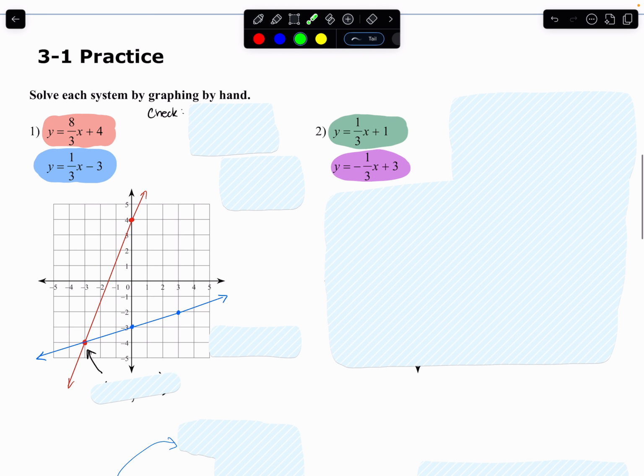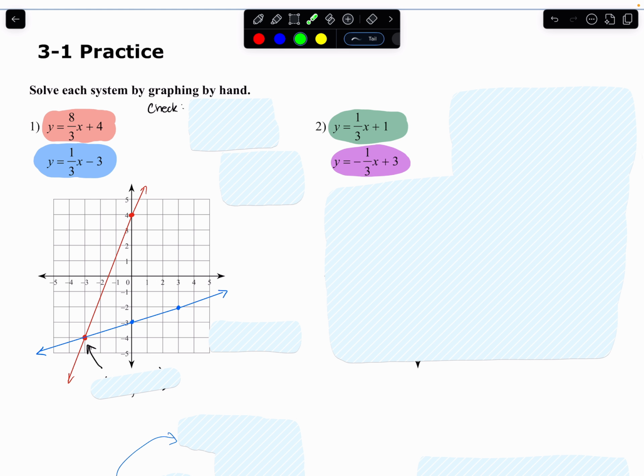All right, let's try another one. Here's number 1 here. Again, these ones are really nice because they're already in y equals mx plus b form, or slope-intercept form. So our red equation is already graphed because I started at 4, our y-intercept, and then our slope is 8 over 3.